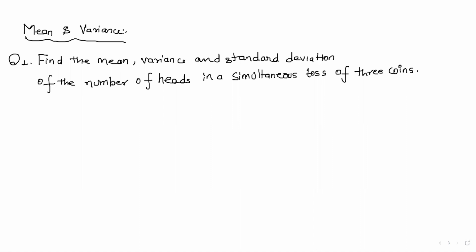So for 0, it's 1 by 8. For 1, it's 3 by 8. For 2, it's 3 by 8. For 3, it's 1 by 8. Very good, Atif. Atif, do you know the formula of mean, variance and standard deviation? Sir, I only know the formula for mean. Okay. Just give me a minute.